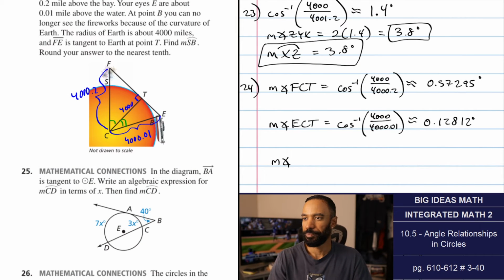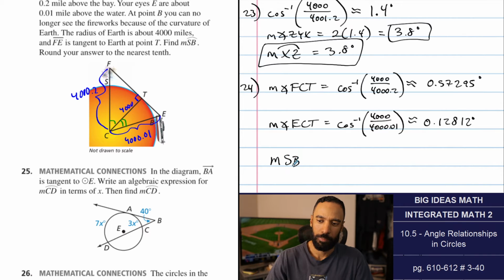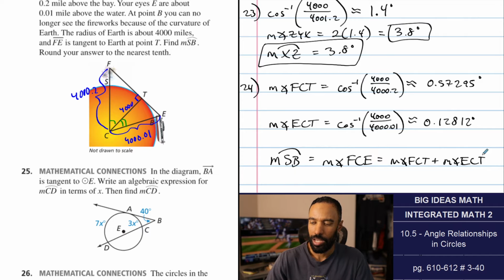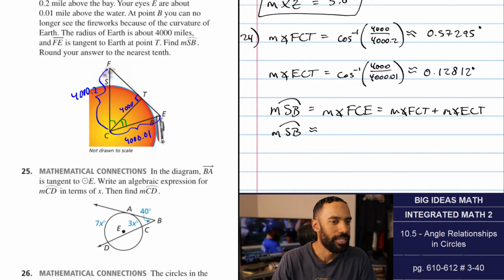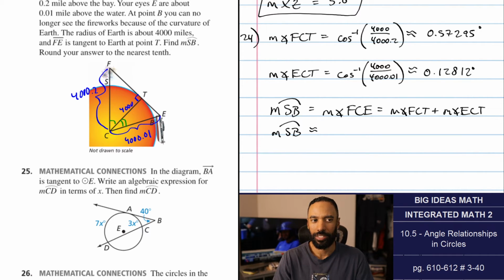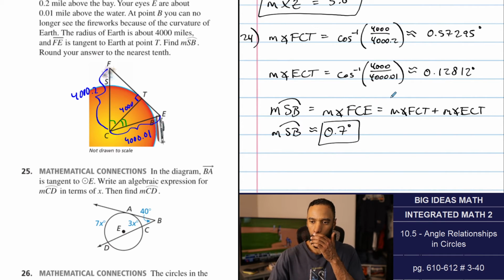So measure of angle, hopefully you see the number. You can pause this. I'm going to go back. Measure of arc SB is going to equal the measure of angle FCE, which is going to equal those two, measure of angle FCT plus measure of angle ECT. So those two added together give me about 0.70106 degrees. I'll just do 0.7 degrees once I got everything rounded right.